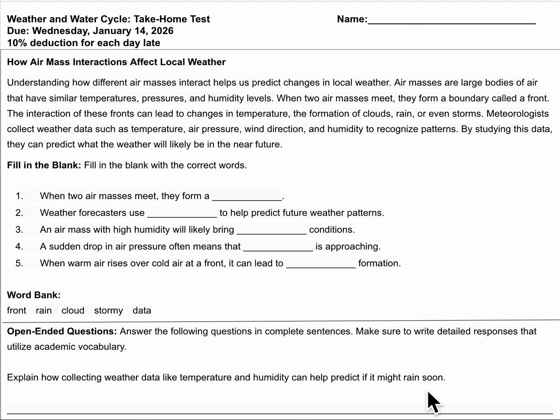Read aloud for Weather and Water Cycle Take-Home Test. Due January 14th, 2026. 10% deduction for each day late.